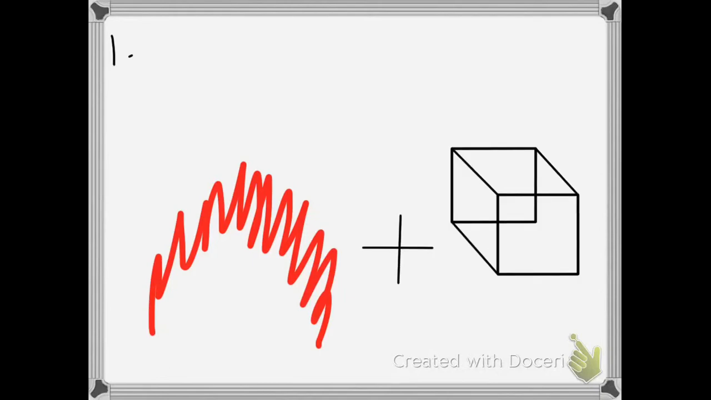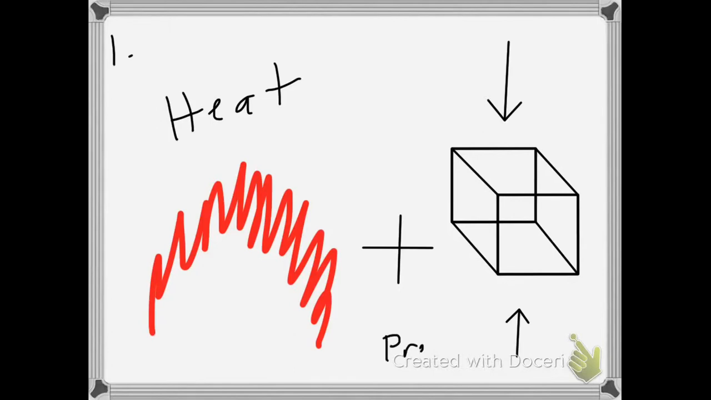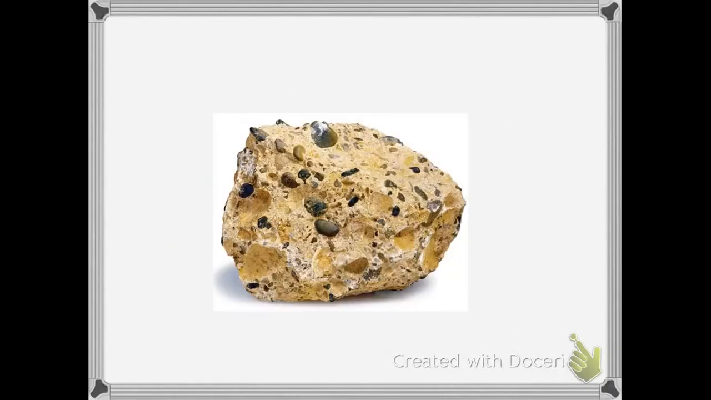So here we go. Number 1, we have a red thing, and we have a plus sign, and we have a box with some arrows. So what is the red thing indicating? So that is heat. Of course, this is a metamorphic chapter. And what are the arrows squishing the box? What does that represent? So that is pressure. So these are the two agents of metamorphism, heat and pressure.